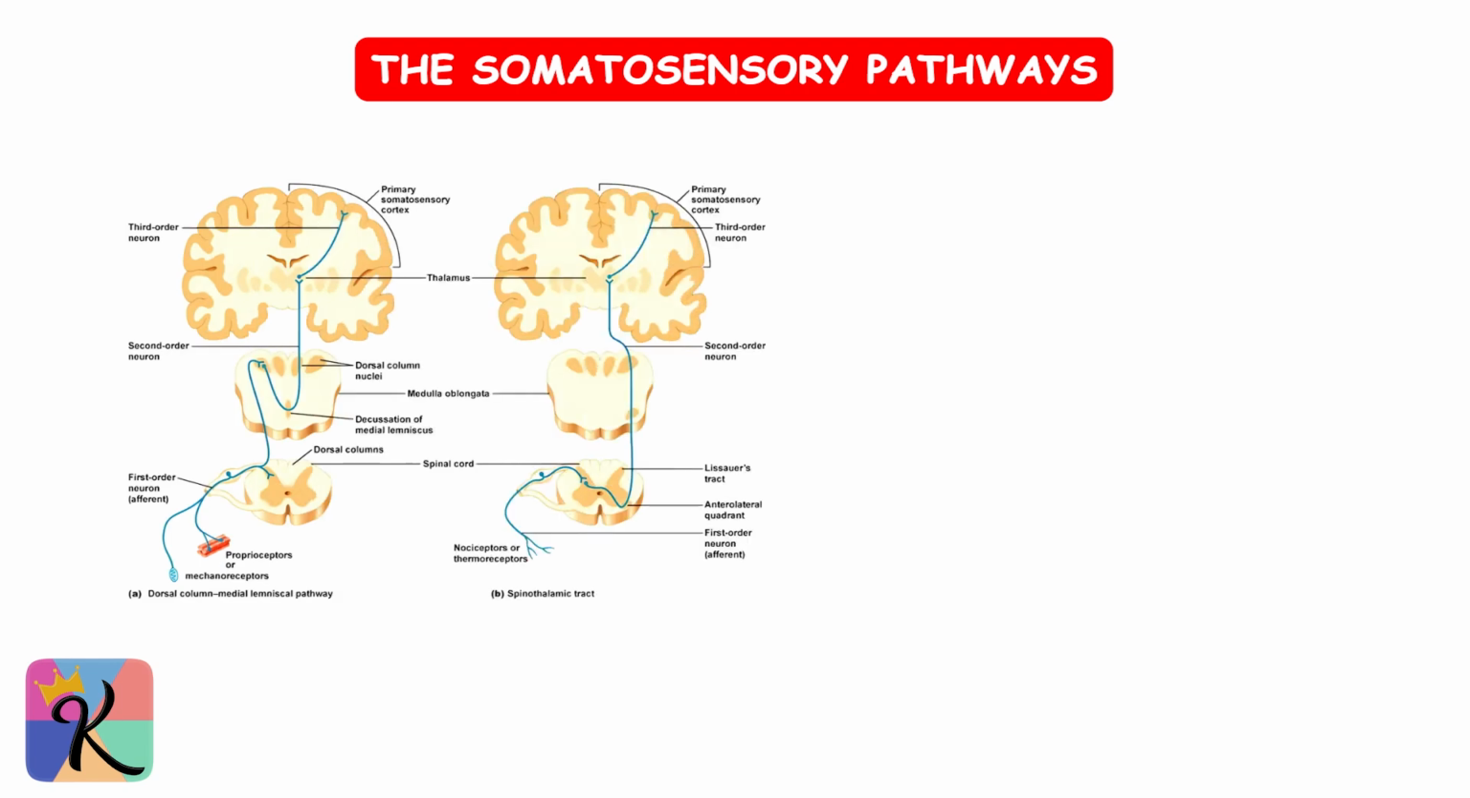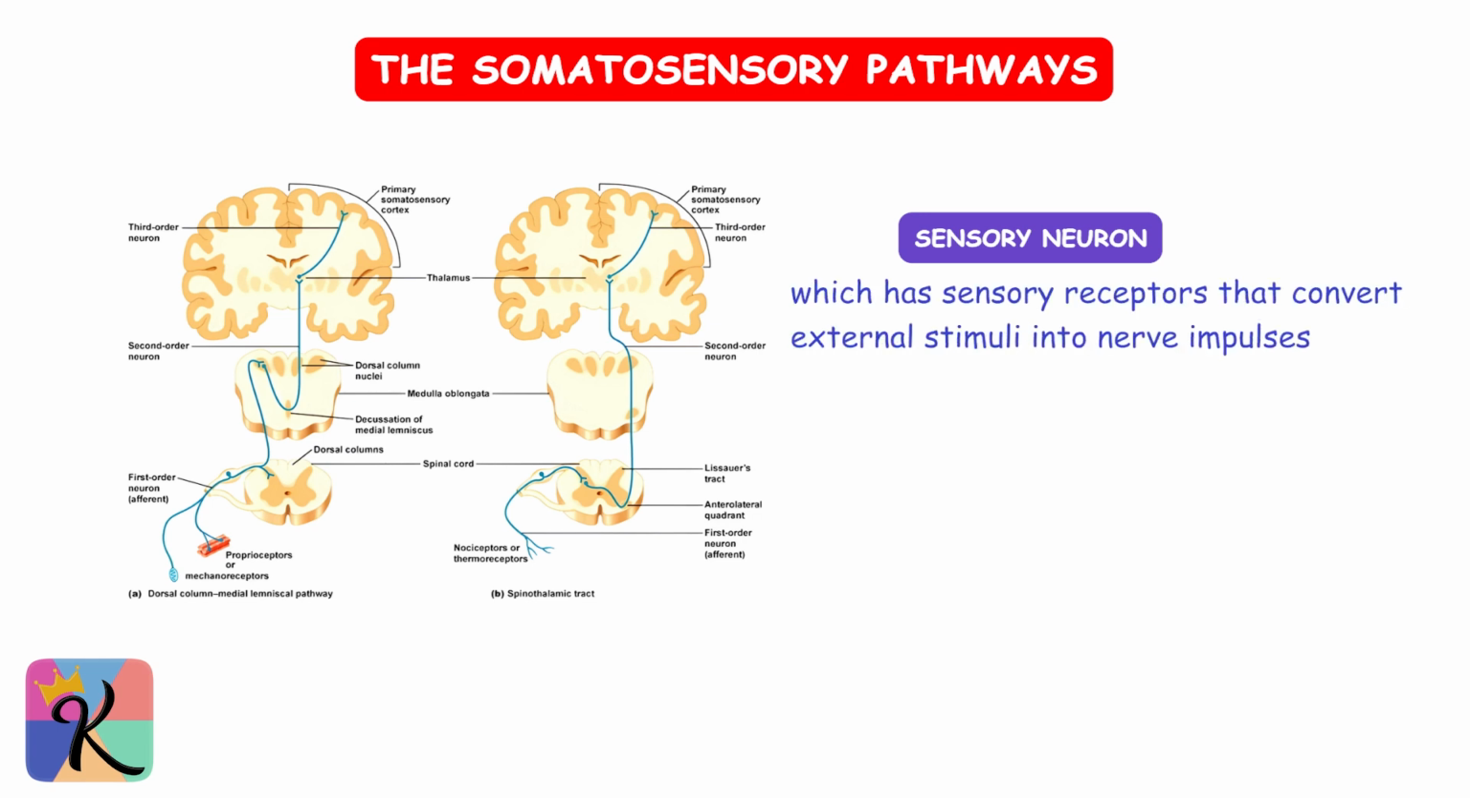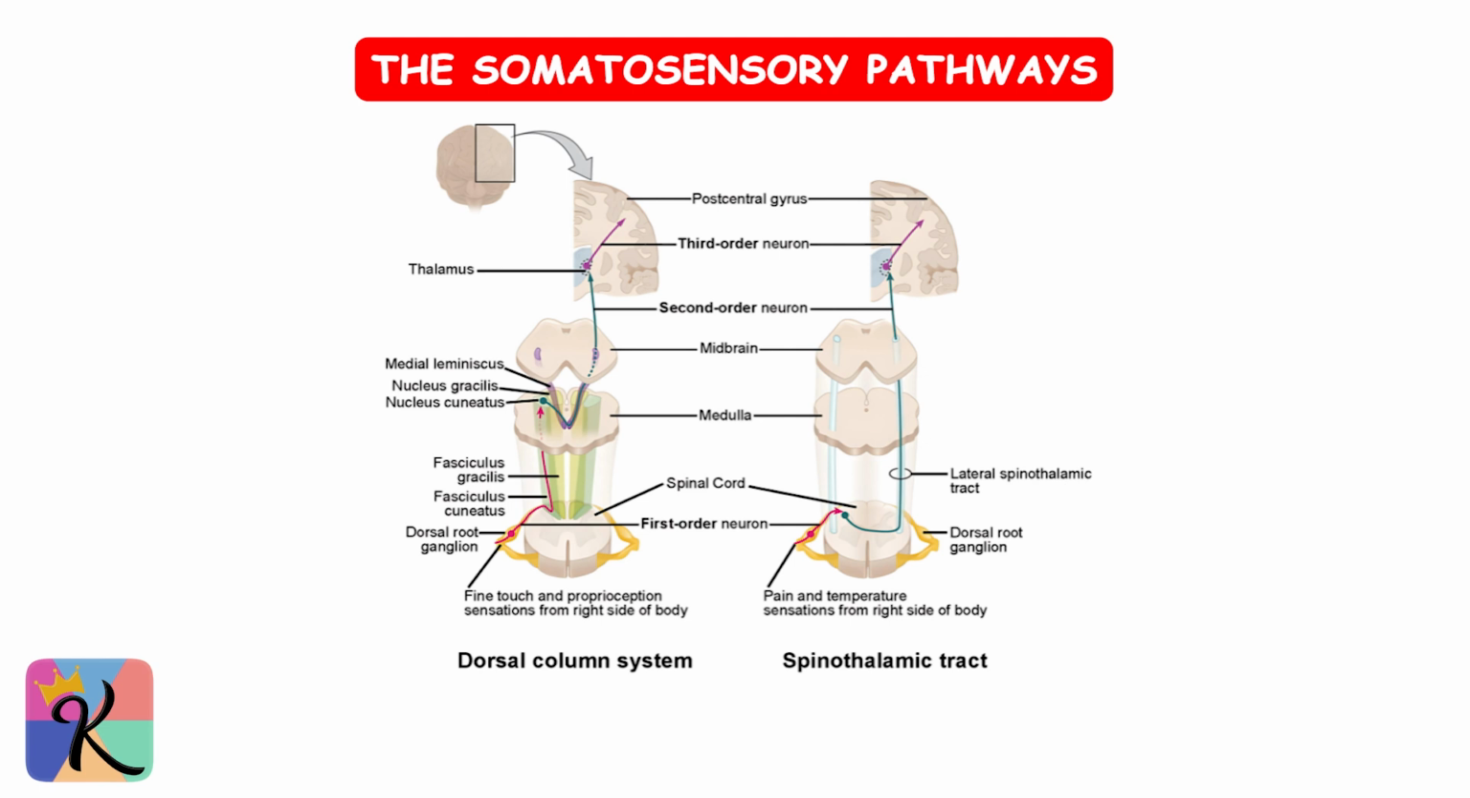Somatosensory pathways are composed of a relay of four neurons. It begins with the first order neuron, also known as the sensory neuron, which has sensory receptors that convert external stimuli into nerve impulses. The impulse then passes to the second order neuron, whose cell body might be located in the spinal cord or brainstem. From there, the signal moves to the third order neuron in the thalamus, and finally reaches the fourth order neuron in the sensory cortex of the brain.